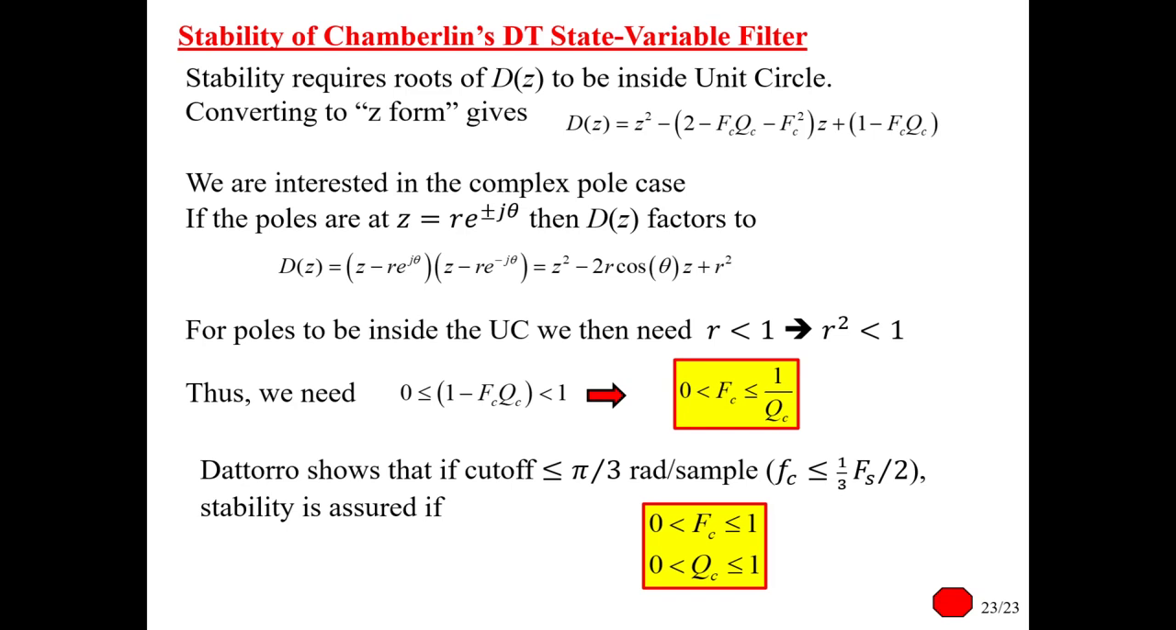And then he ended up with a nice analysis that said, under this constraint, all we need to do is make sure that both big FC and big QC are less than or equal to 1. So that's a nice way to check it. So you'd put some checks in your code, or you would limit the range that a user is allowed to set things. So just a nice little ability to set the stability.